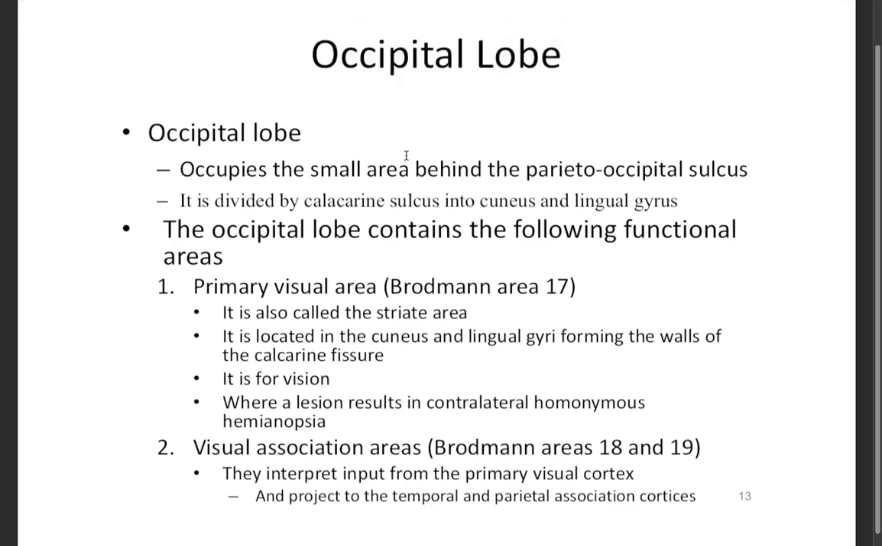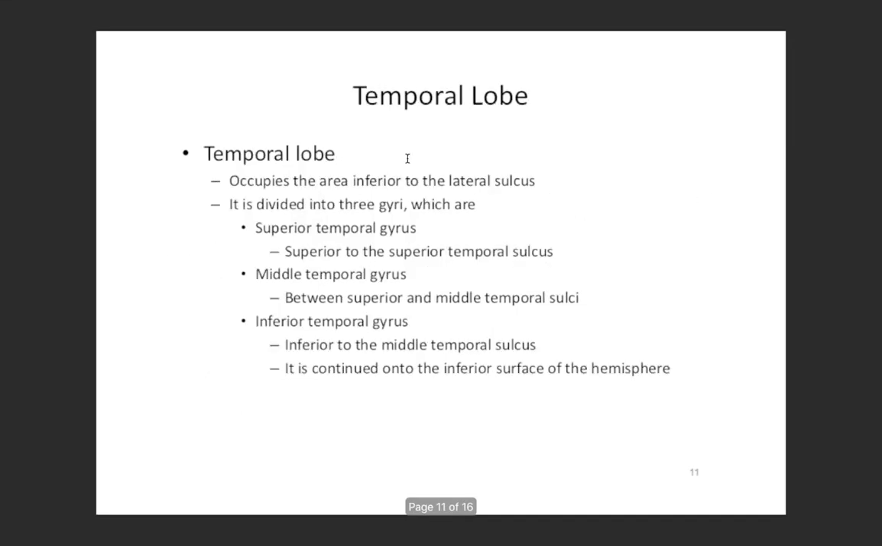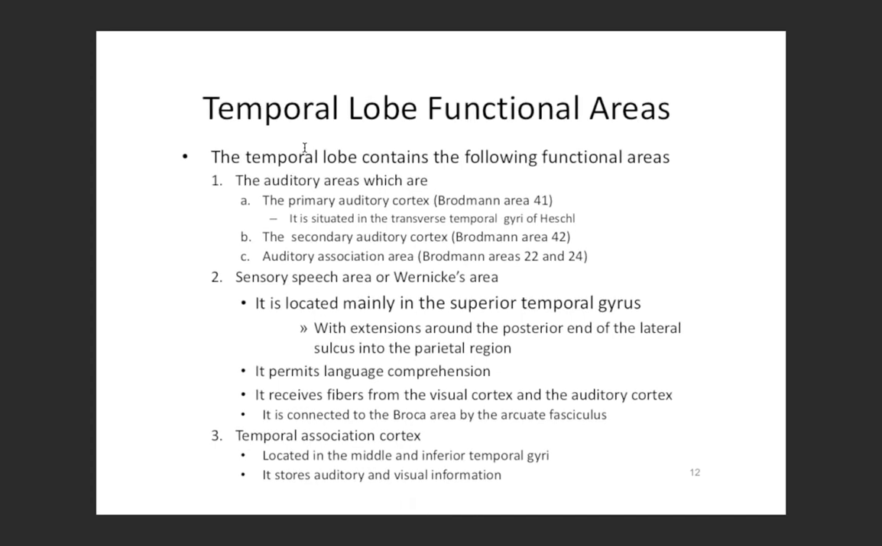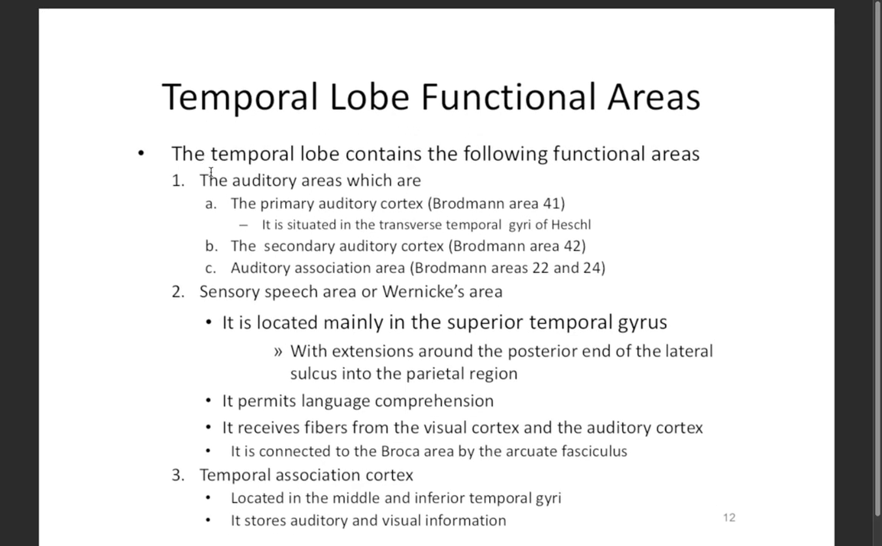Okay, going now to the occipital lobe. No, actually, sorry, going to the temporal lobe. The temporal lobe functional areas are the following. We have the auditory area and the sensory speech area, which we sometimes call Wernicke's area. Okay, so the auditory area and the sensory speech or the Wernicke's area.